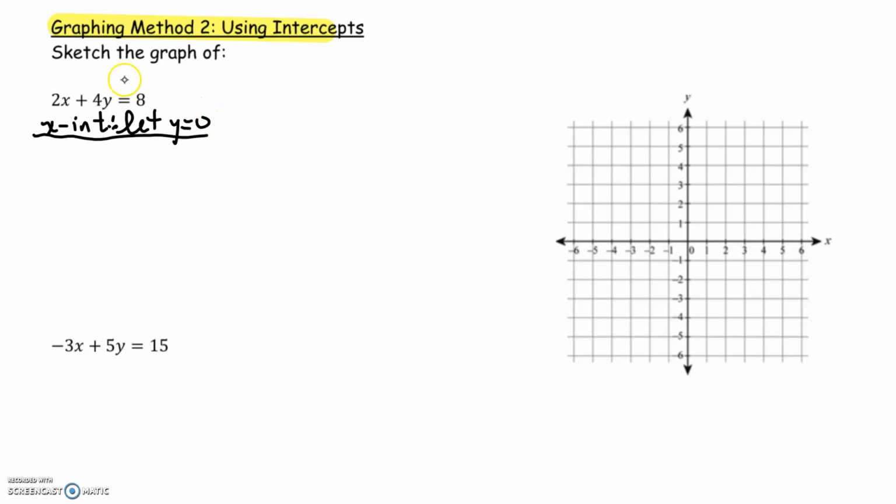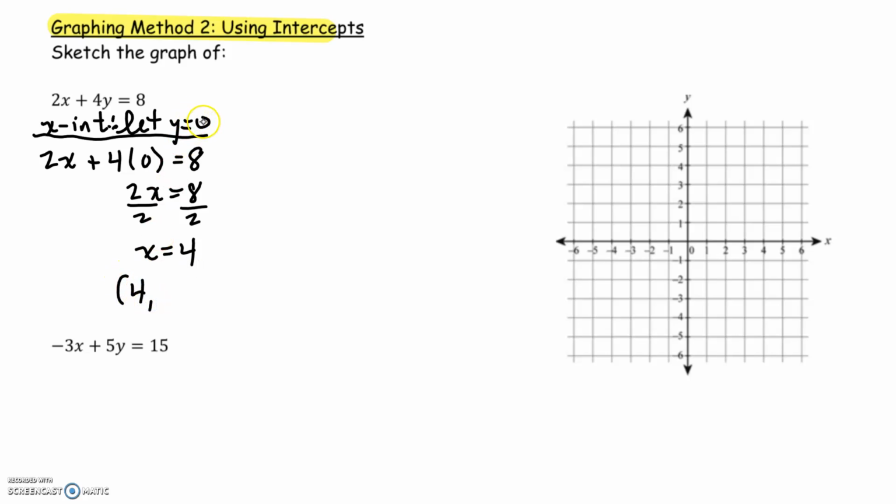0 goes where y is, so I'll have 2x plus 4 times 0 equals 8. 4 times 0 we know goes to 0, so I'm left with just 2x equals 8. And then we'll divide both sides by 2, and I get x equals 4. So my first ordered pair is going to be 4, 0. So let's put that point on the graph. There's my x-intercept. Okay, we don't have a line yet.